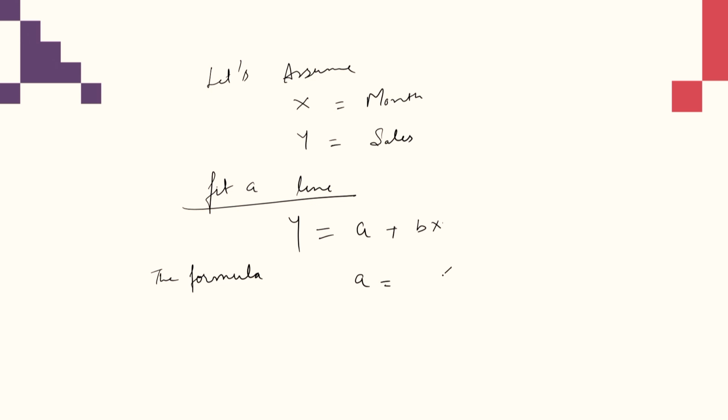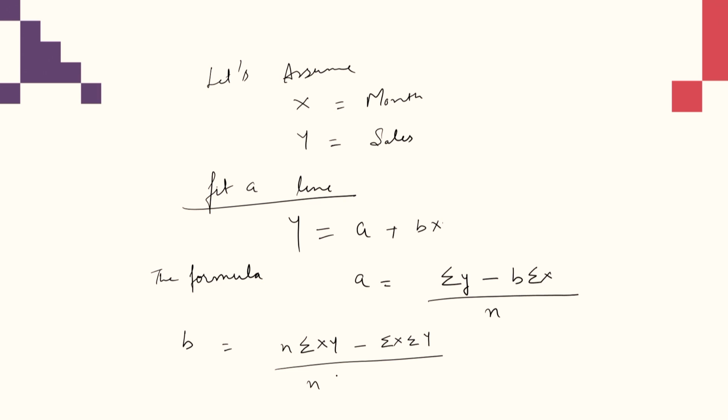a is equal to summation of y minus b into summation of x divided by n, where n is the number of months or the number of years given in a question, and b is equal to n summation of xy minus summation of x into summation of y, whole divided by n summation of x square minus summation of x whole square.